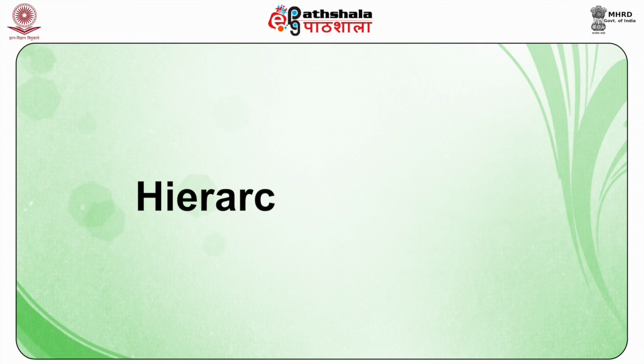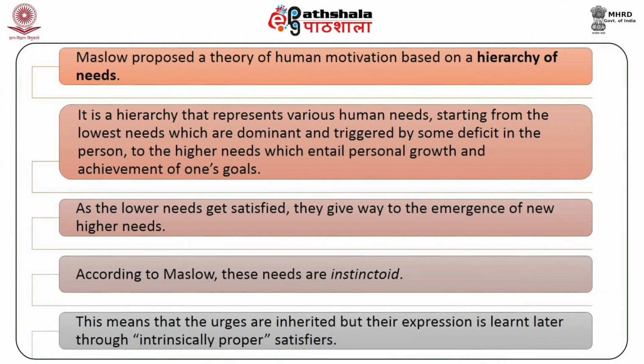Hierarchy of needs. Maslow proposed a theory of human motivation based on a hierarchy of needs. It is a hierarchy that represents various human needs starting from the lowest needs, which are dominant and triggered by some deficit in the person, to the higher needs, which entail personal growth and achievement of one's goals. As the lower needs get satisfied, they give way to the emergence of new higher needs. According to Maslow, these needs are instinctoid.